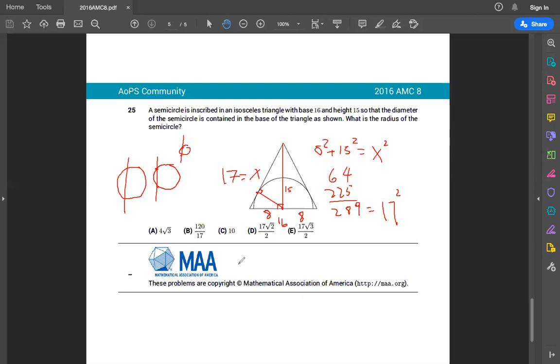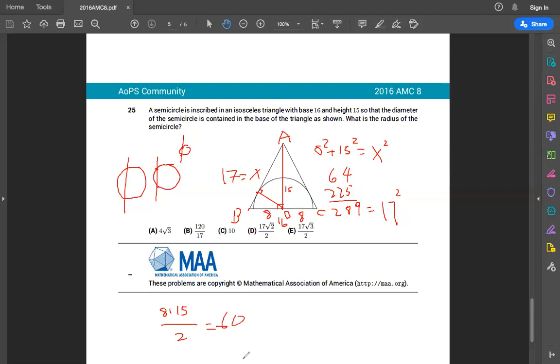So now we can use areas to finish the problem. So just looking at this triangle here, I'll call it A, B, I guess this would be C, so this can be D. Just looking at triangle ABD, the area of that triangle would be 8 times 15 divided by 2, which is 60.